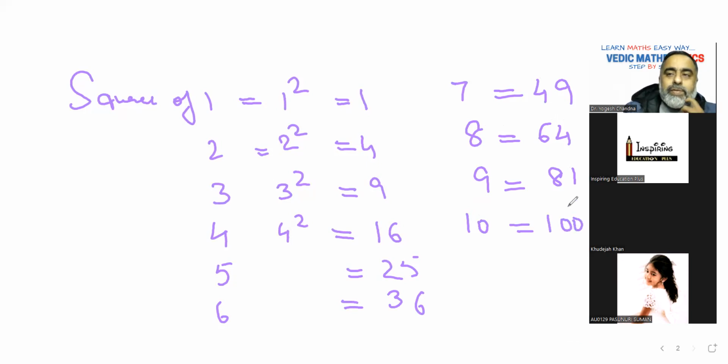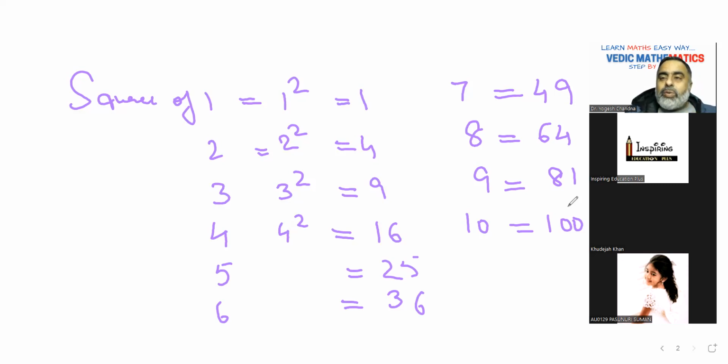So this table is very important. See, right now we'll be implementing this table to find the squares of larger numbers, double digit, triple digit, four-digit numbers. We'll be finding all the squares using this table. But later, the same table would be used to find the square roots.